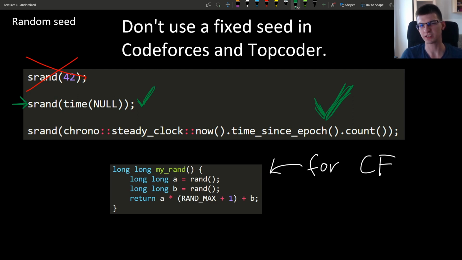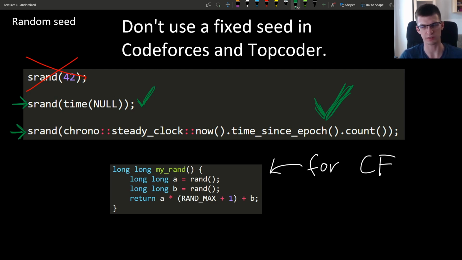There can be some very smart hacker that would figure out what can be the current second, like with custom invocation in Codeforces, and can try to predict that. So the even better thing is the last possibility that uses nanoseconds or milliseconds, something like that, that is impossible to predict exactly. And this is what I would use in a problem in Codeforces or Topcoder where there is some randomization.